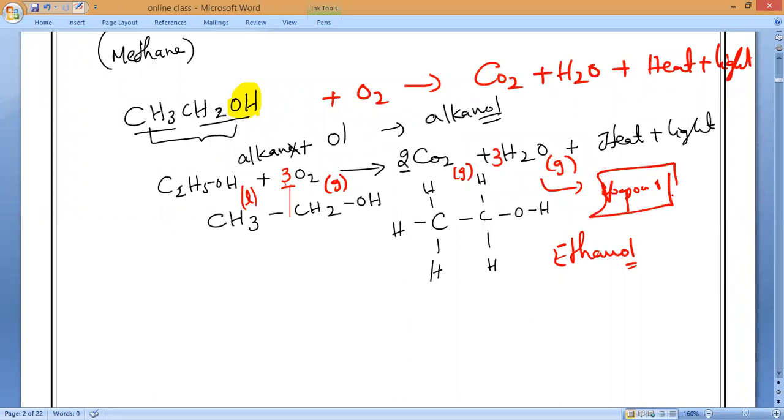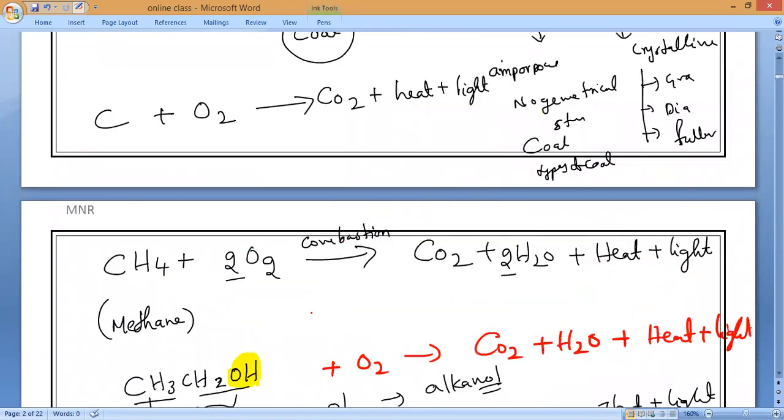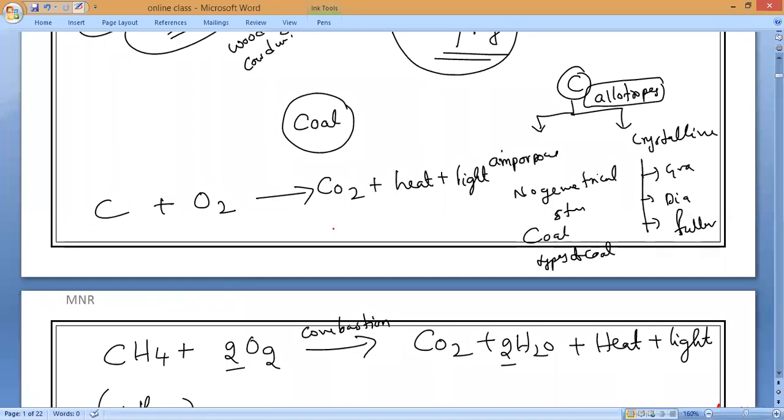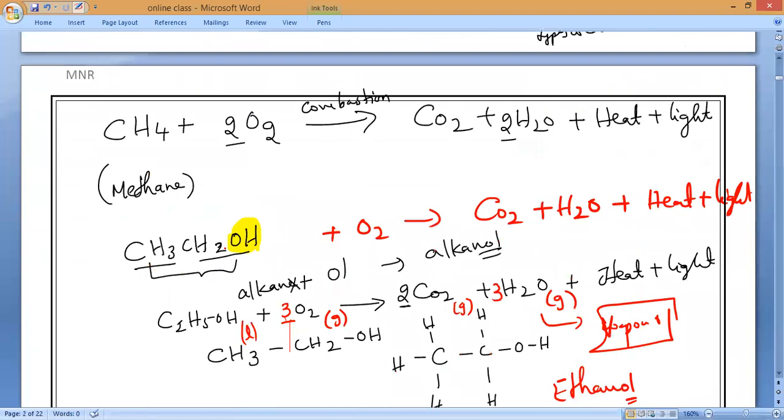Hope everybody understands. So, like this, any kind of carbon compounds, hydrocarbons, if you burn, see that pure carbon, that is the allotropes, and this is the hydrocarbon, and this is the derivative of hydrocarbon. If you burn anything, what will you always get, guys? It will give carbon dioxide, water vapor plus heat and light energy.